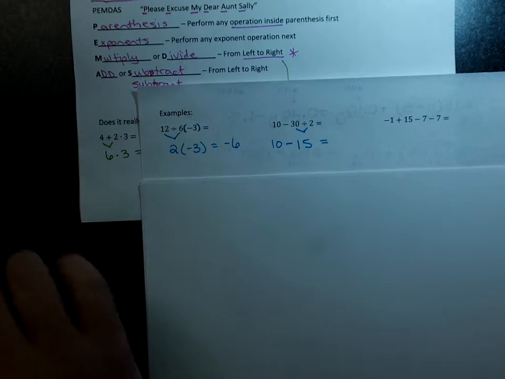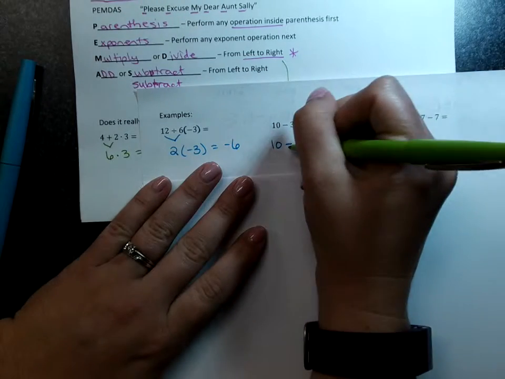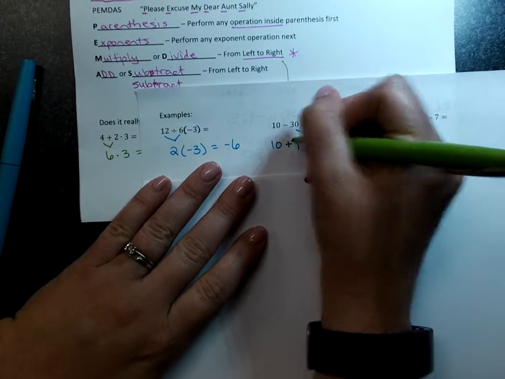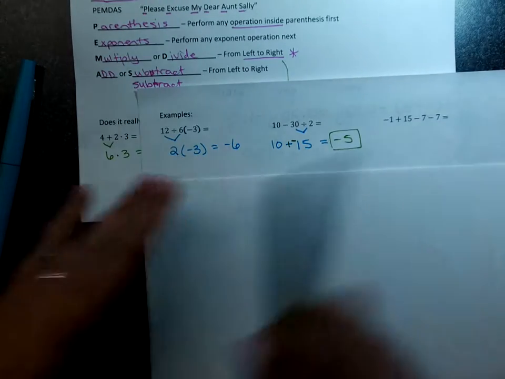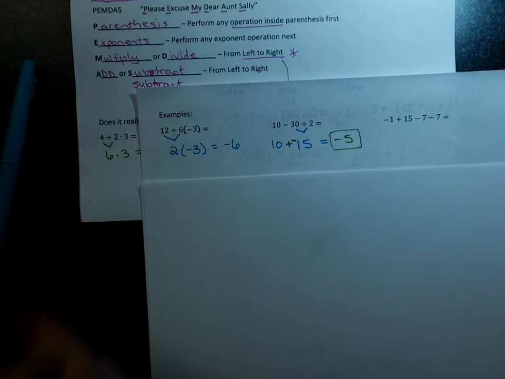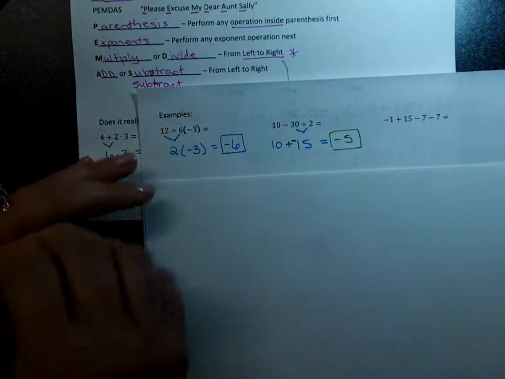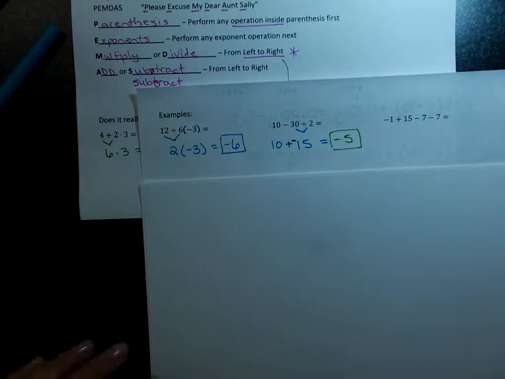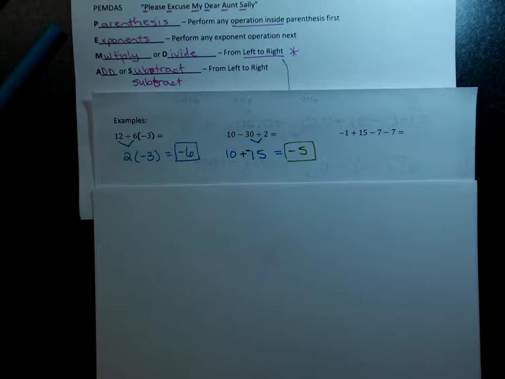Remember we learned with subtraction we do keep, change, change. So keep, change, change. And our final answer should be -5. I like to put a box around my final answer just so I know that I'm done. So that might be something you like to do. When you finish working a problem, put a box around your answer.